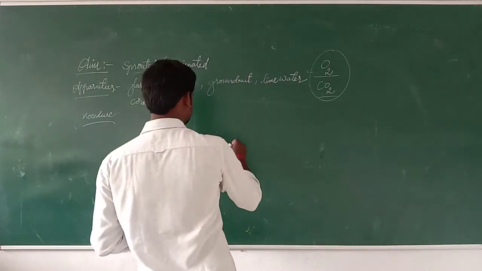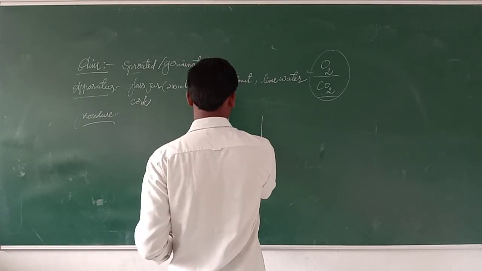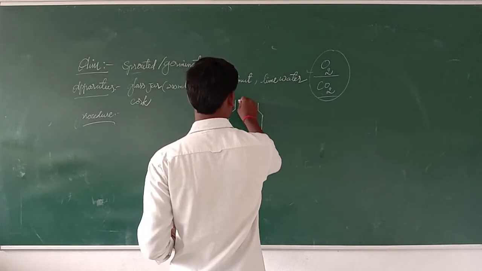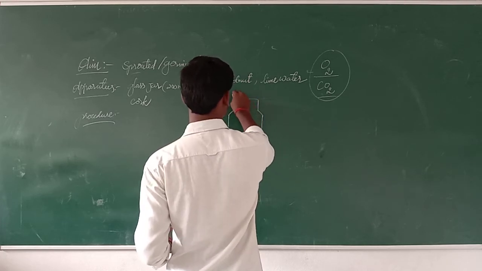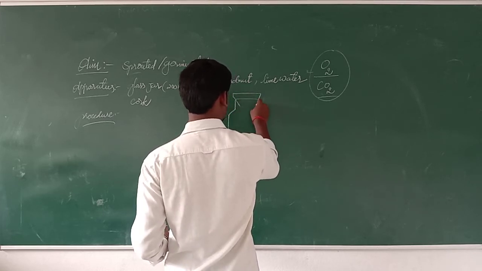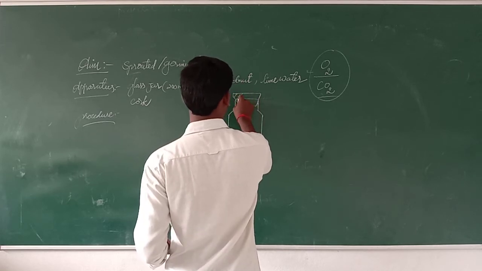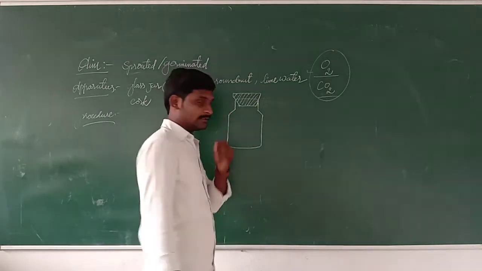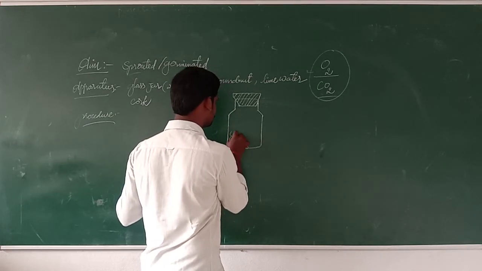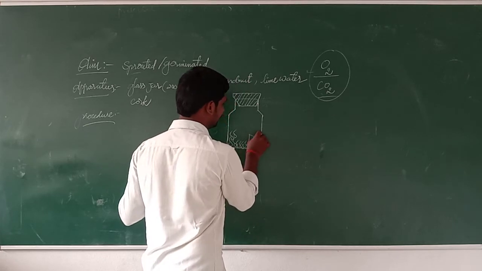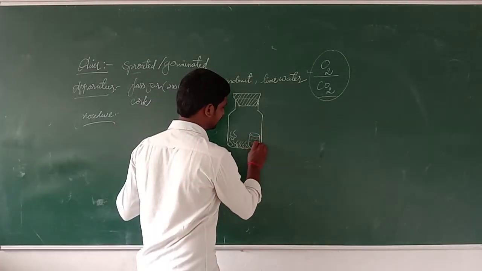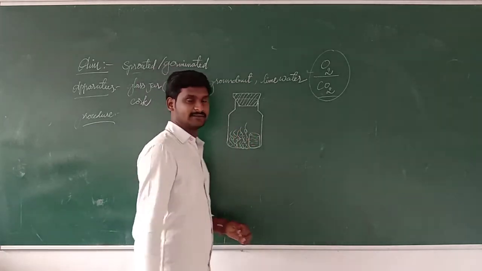Now take a glass jar and keep the sprouted seeds inside, and keep lime water inside as well. Why should we use the lime water? The lime water is to confirm whether carbon dioxide is released or not. It is the test for carbon dioxide.